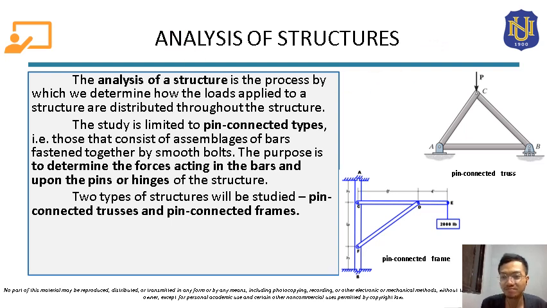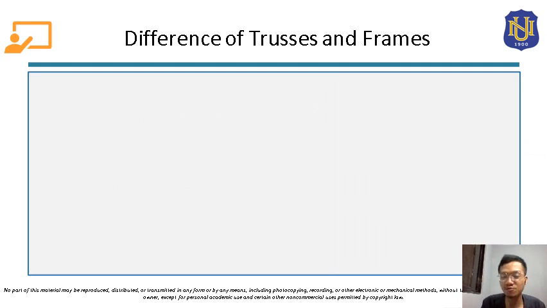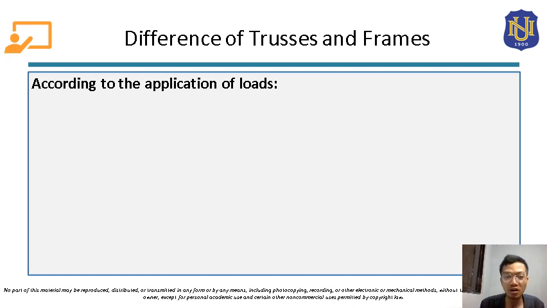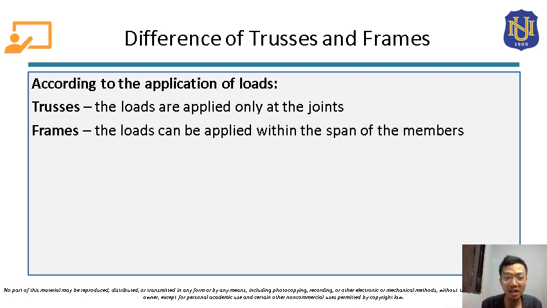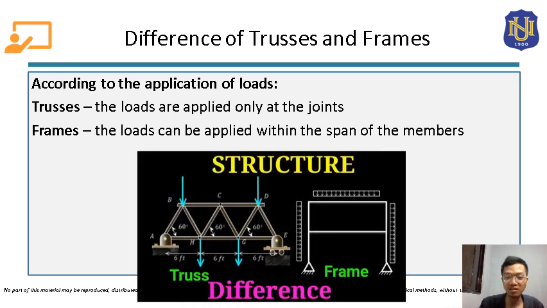So let's start. For analysis of structures, it is very important that we know how to distinguish trusses and frames, because there are methods that can only be applied for trusses and there are methods that can only be applied for frames. So we will discuss first the difference of trusses and frames. The first one is according to the application of loads. For trusses, the loads are applied only at the joints, while in frames, the loads can be applied within the span of the members. This is the illustration here.